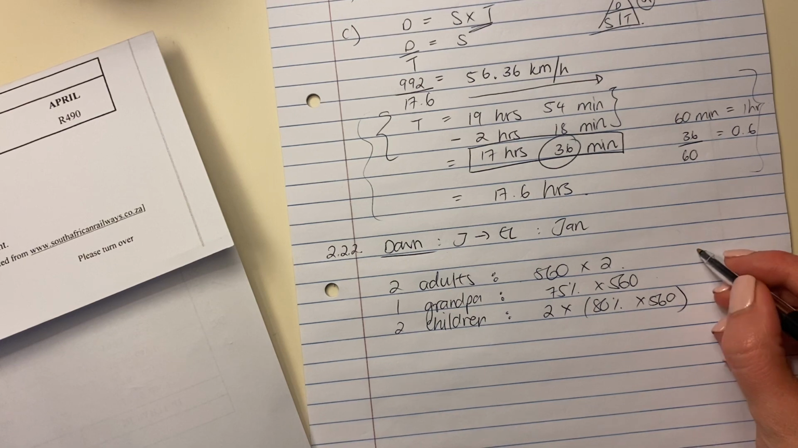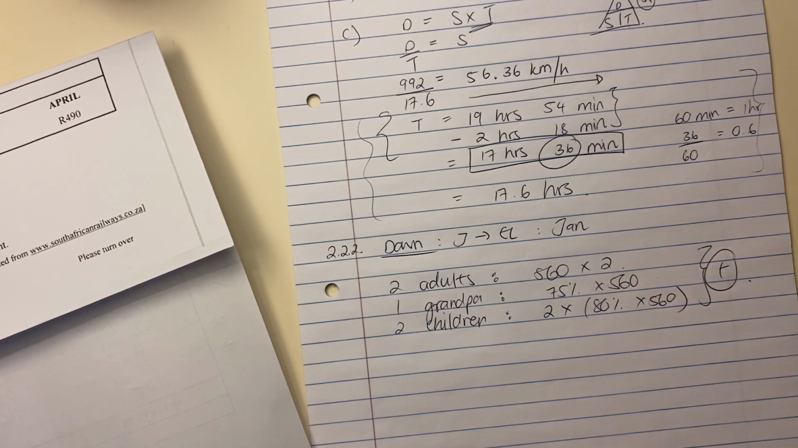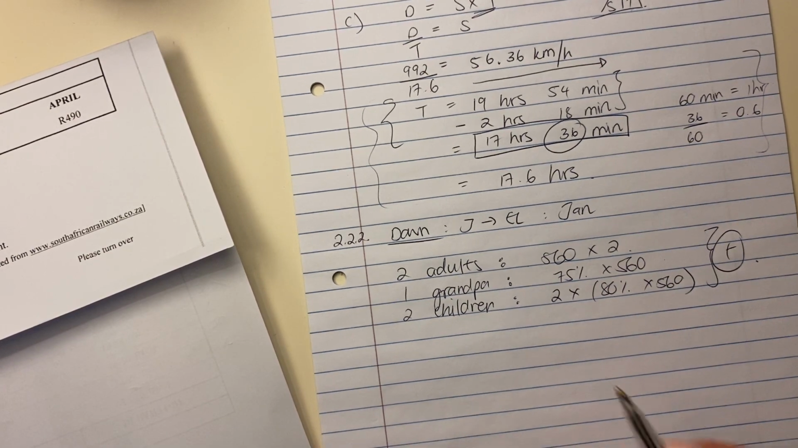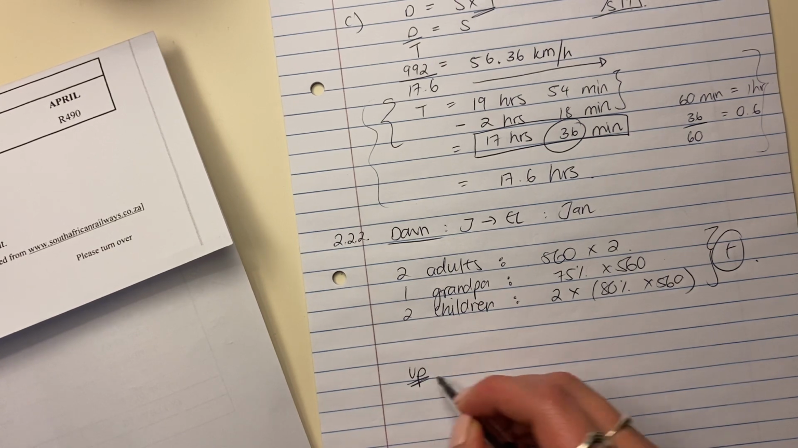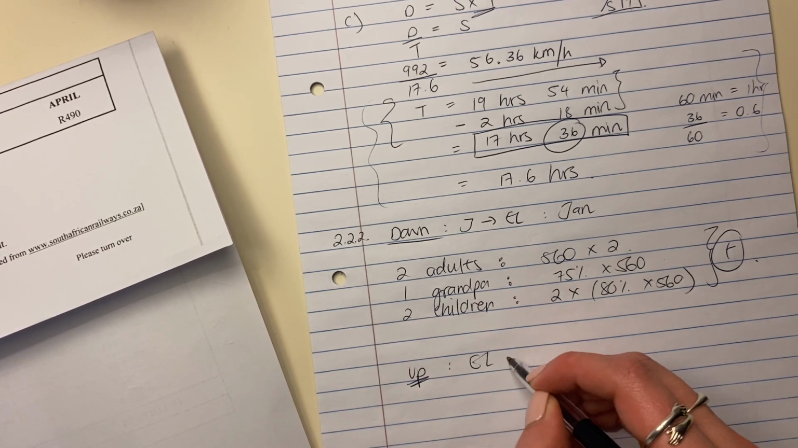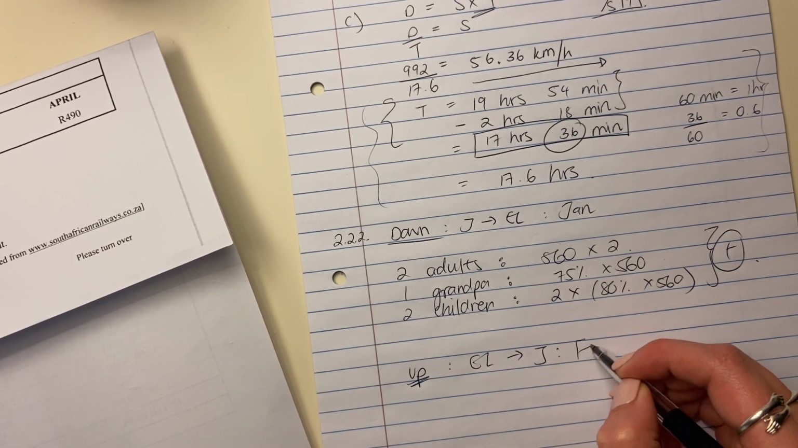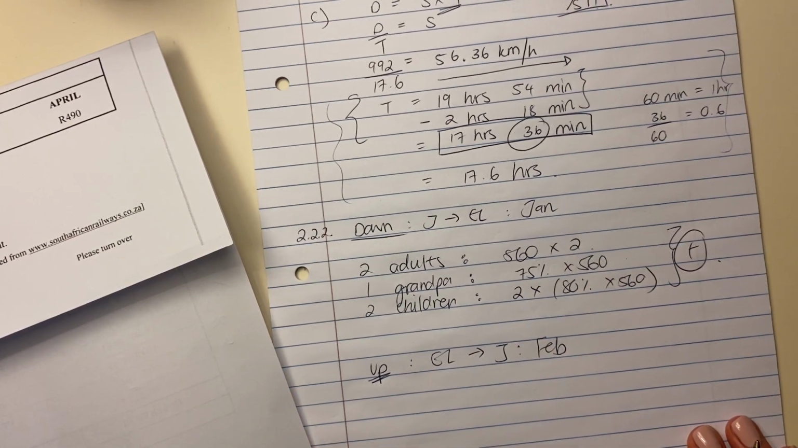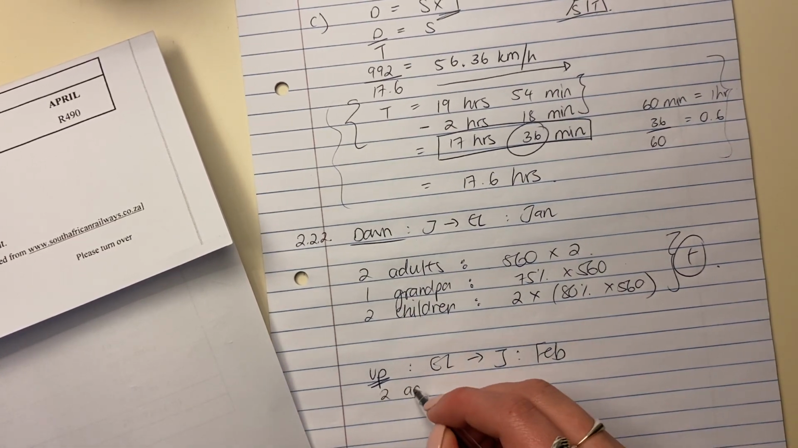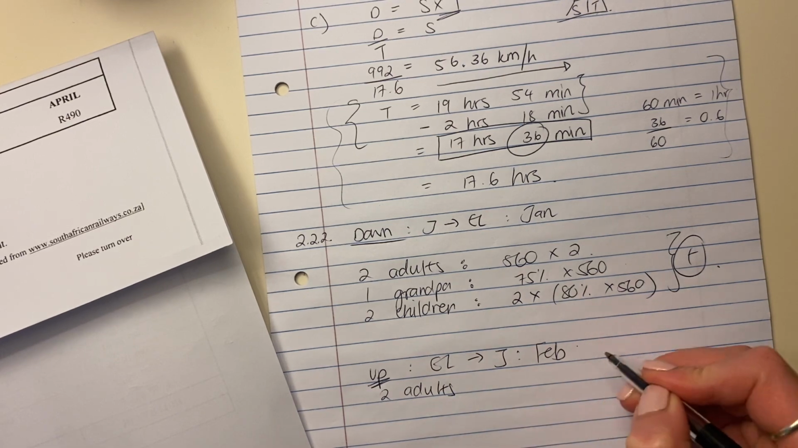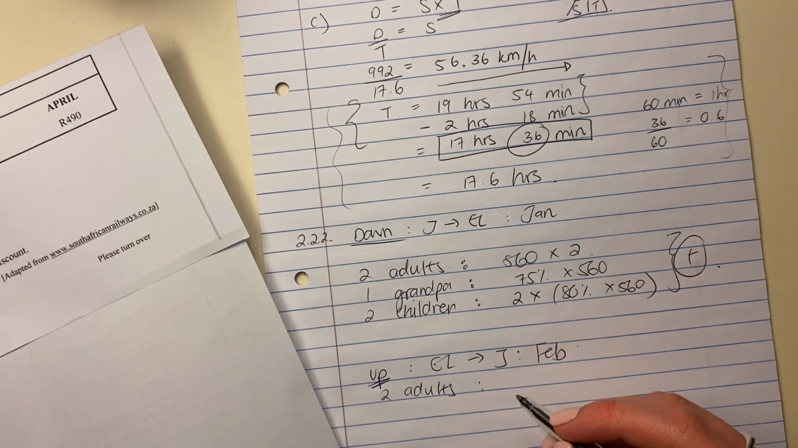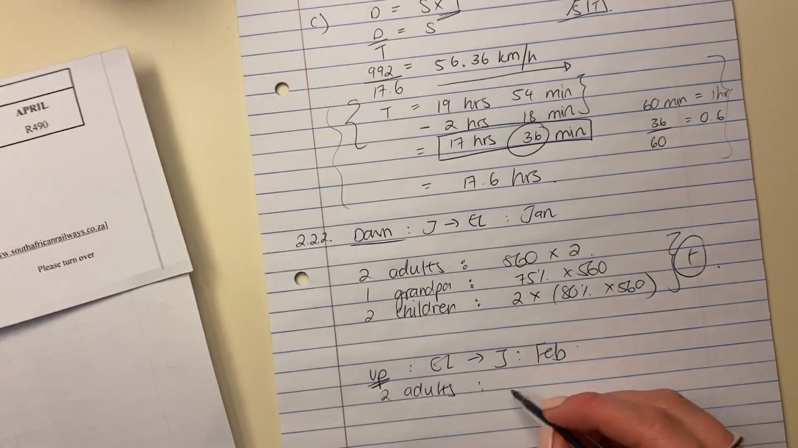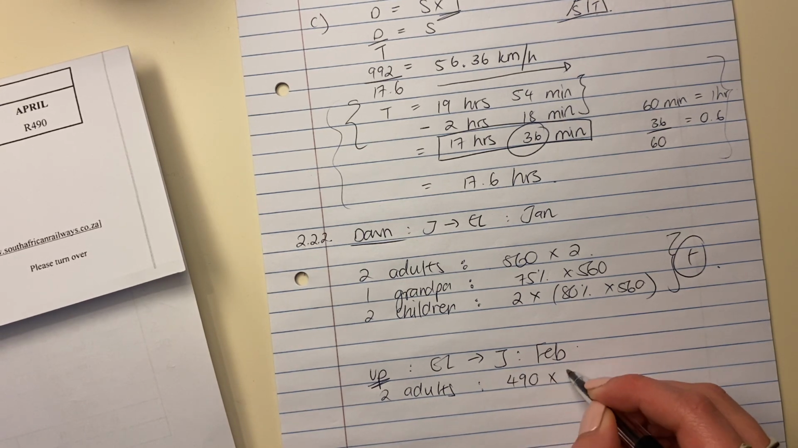And so we're going to add all of those together, and that's going to give our fee for the way down, okay? I'll put that into my calculator just now, but let's just do the same logic for the return journey, okay? So 2 adults, this is now in February, right? So the 2 adults in February is going to be 490. So we're going to say 490 times 2.